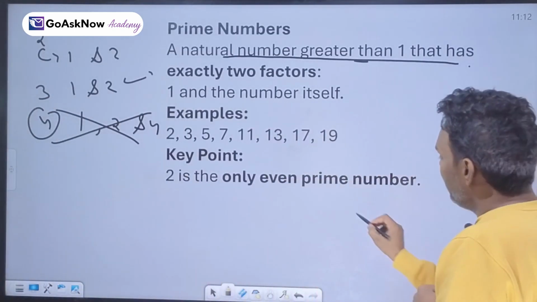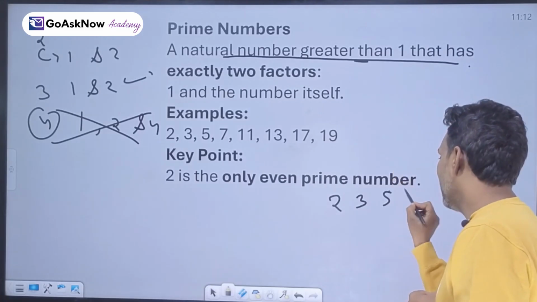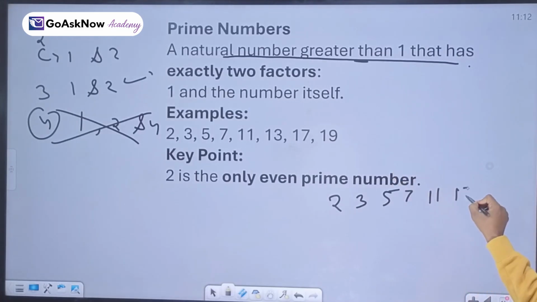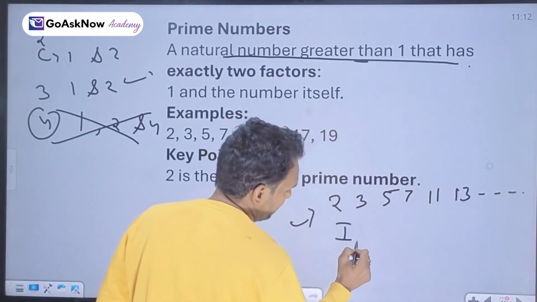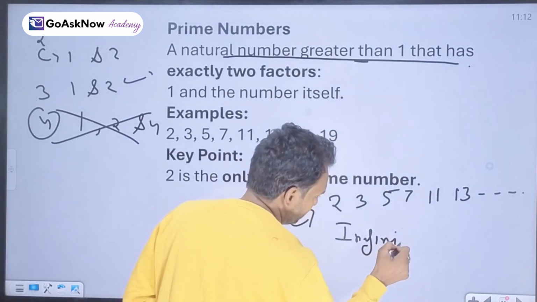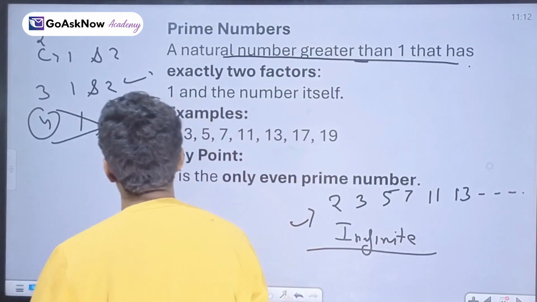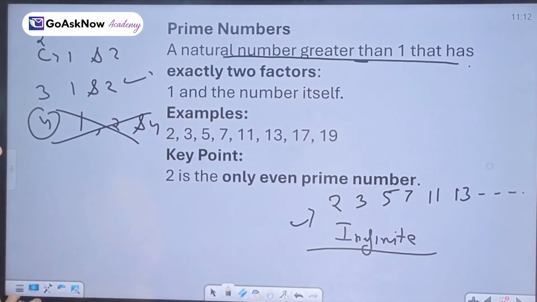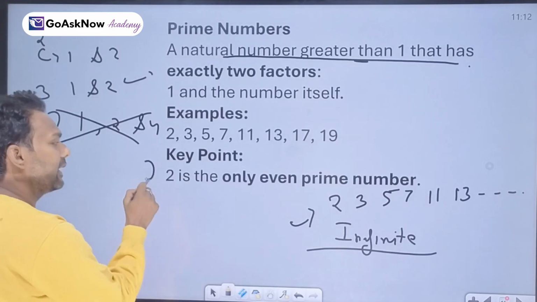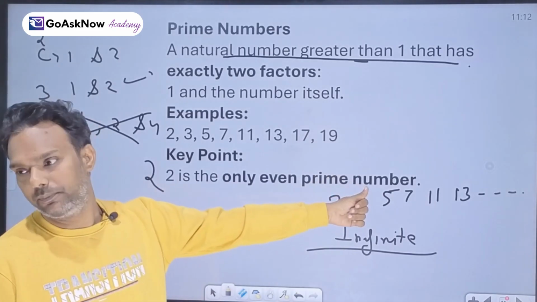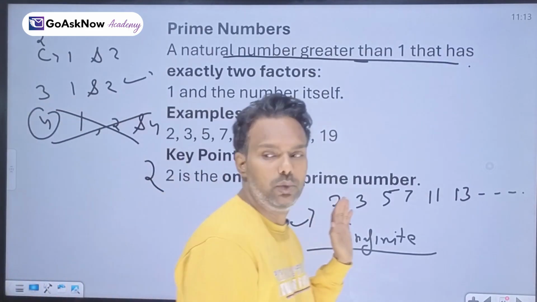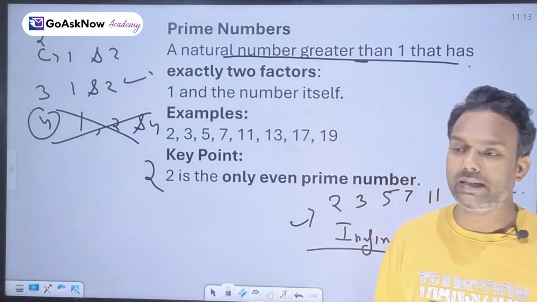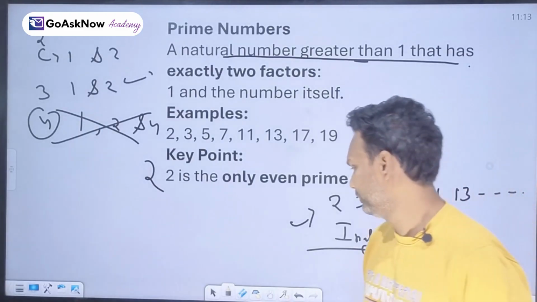So prime numbers are 2, 3, 5, 7, 11, 13, and so on. Okay. The number of prime numbers is infinite. There is a catch: 2 is the only even prime number. Other than 2, all the prime numbers which exist are odd in nature.